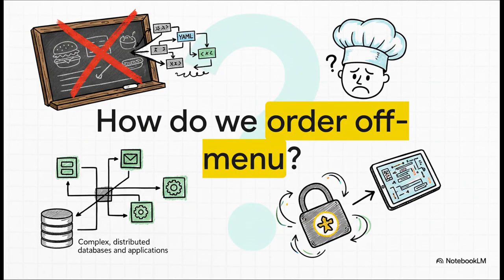So that brings us to a pretty massive challenge. The manager just flat out rejected our complex YAML manifest because, well, it simply isn't on the standard chalkboard menu. But we absolutely need to deploy these complex distributed databases and applications. So how do we teach the kitchen to accept it? How do we hack the system to unlock the secret menu?